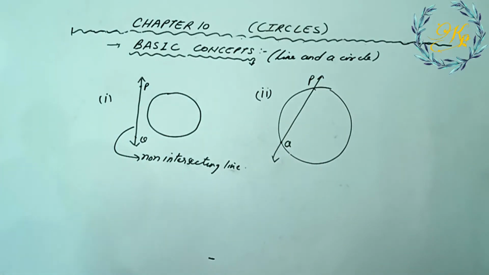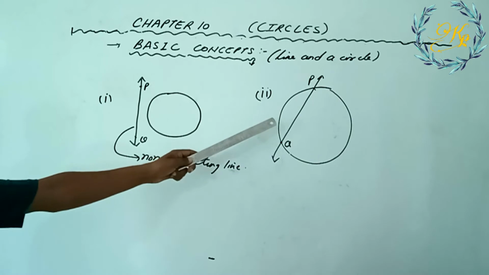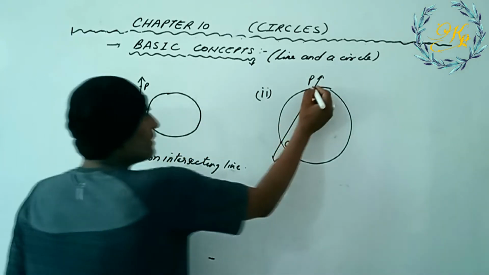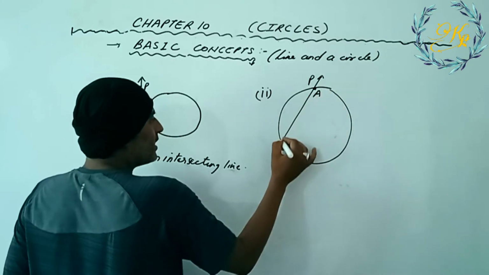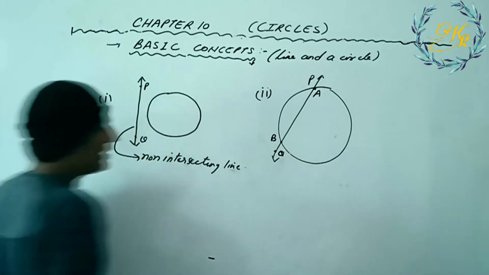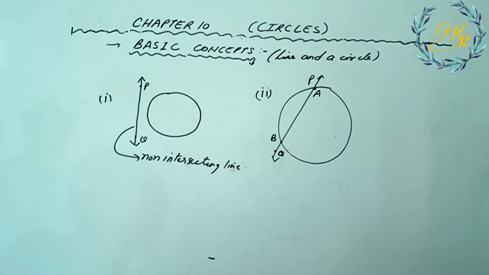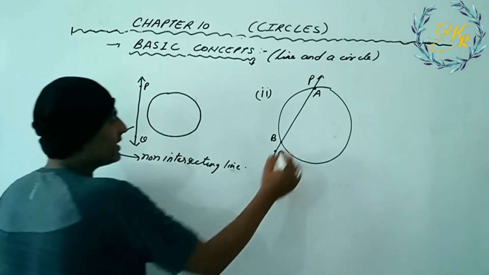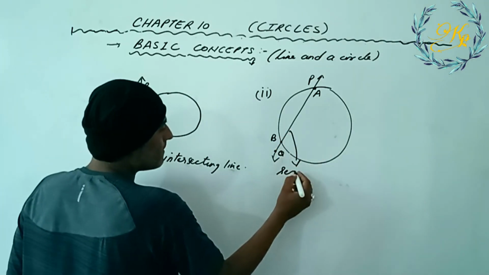In the second case we see that the line PQ and the given circle have 2 points. That is, the line touches the circle at point A and point B. So P and Q are the endpoints of the line here. Right, so you can say that the line PQ in this case is a secant.